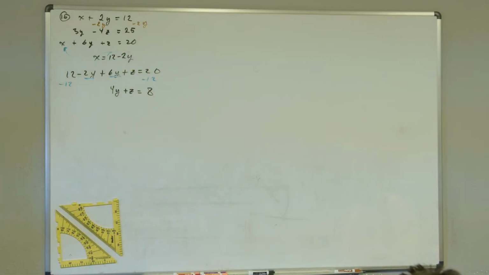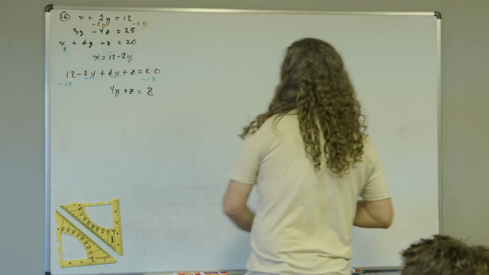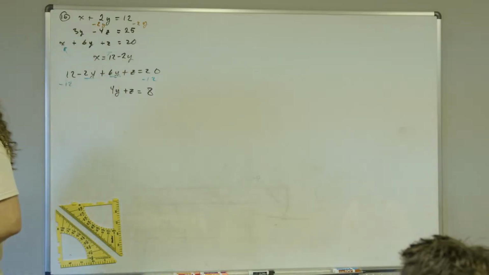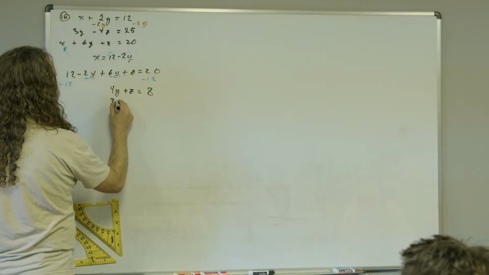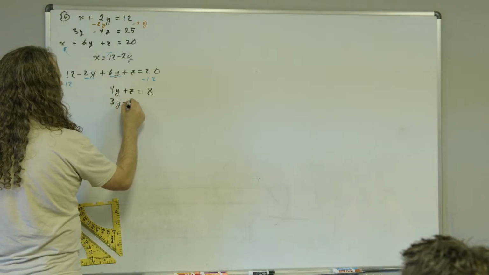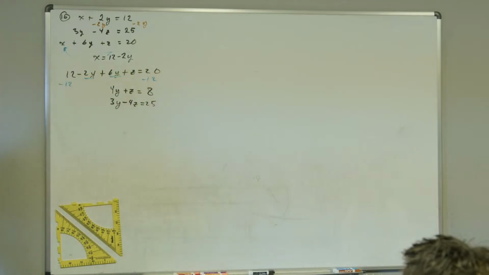Now what could I do? Do I have another equation that has those same variables in it? Yeah, I do. If I have two equations with the same variables, then I can solve that little system. So I can take this one and do something with this one. I've got 3y minus 4z equals 25, which we could solve with elimination or substitution. It's probably about the same difficulty on this particular part right here.